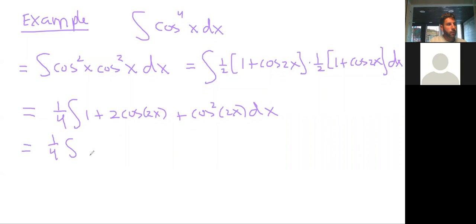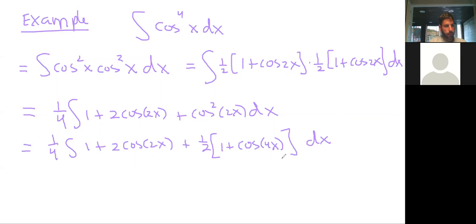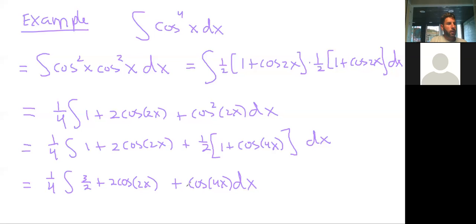What I mean by that is this is 1 plus 2 cosine of 2x. By the double angle formula, this becomes 1/2 times 1 plus the cosine. It's not of 2x anymore, it's now of 4x. And so if we combine our like terms, 1 plus 1/2 is 3/2. And so we now have 3 terms which we can integrate.